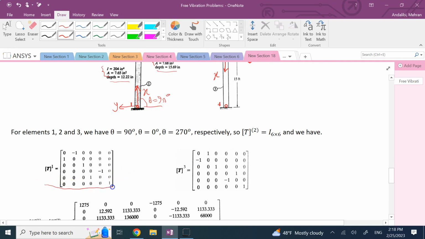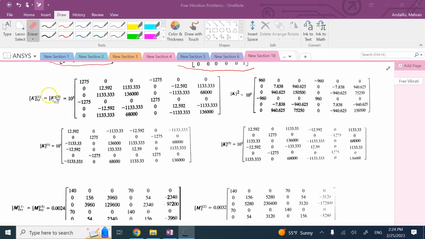This is transformation for element 1. This is transformation for element 3. For element 2, since the angle is 0, your T is simply going to be an identity matrix. Next, we go and look at the K matrices, the K locals. Now, for element 2, K local is the same as K global, right? Because the orientation of local and global are the same.